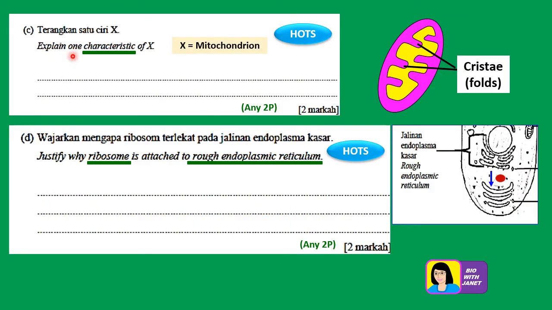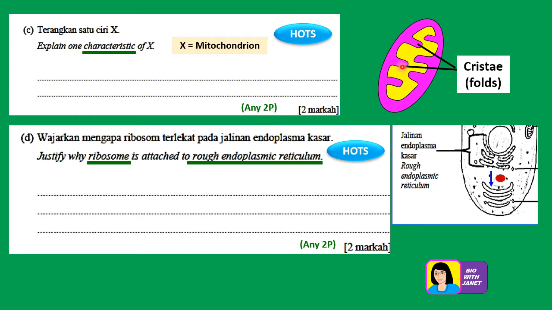Question C, explain one characteristic of X. X is the mitochondrion. So looking at the structure of X, we can see that it has a folded inner membrane. The folds are called cristae, or singular form is crista, right? Now what is the function of these folds? So it increases the total surface area, right, of the inner membrane. Without the folds, then the inner membrane will be a smooth structure with less surface area, okay? But the folds will increase the total surface area. For what purpose? Now we must be aware that the reactions occur on the surface of these folds, all right?